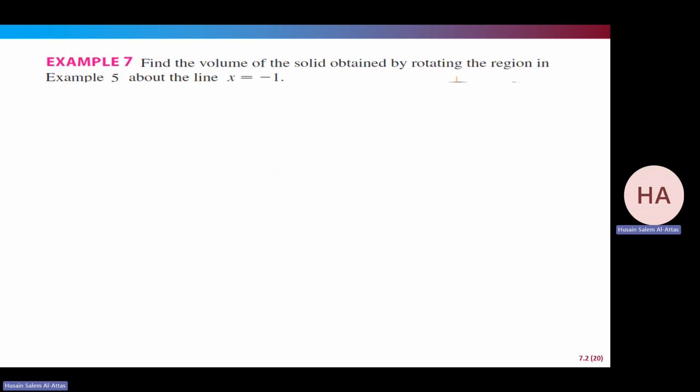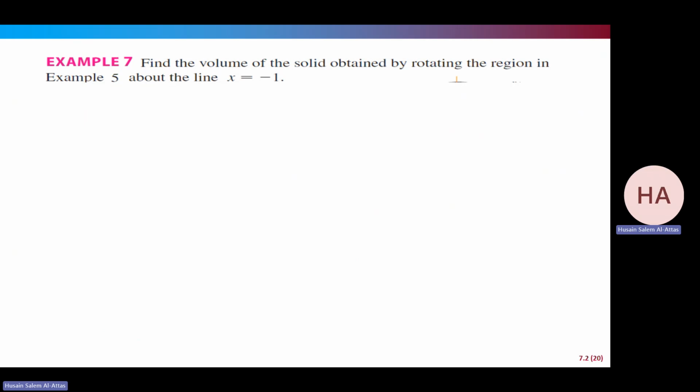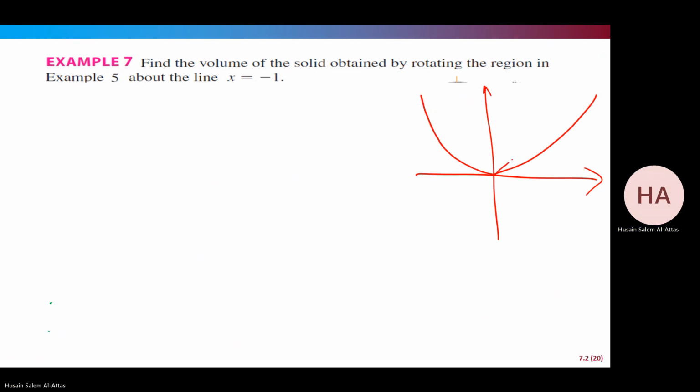Find the volume of the solid obtained by taking the region in example 5. Still example 5, the same example, which is y equal x squared, but about what? About the line x equal minus 1. Okay, let us see what will happen. The same region. This is good, since I have the same region, so we notice all the differences. And this is y equal x. This is 0 and this is 1.